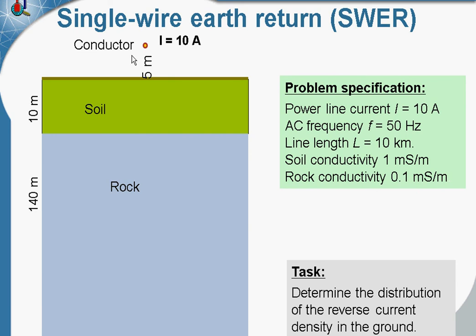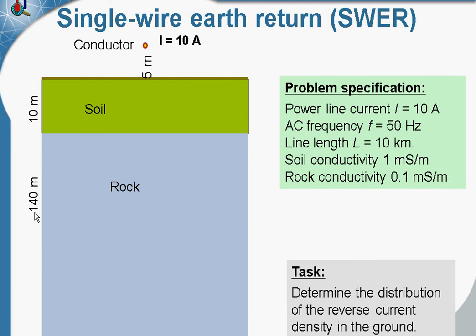The line parameters are the following. The current is 10 amperes, root mean square value. AC frequency is 50 Hz. Line length is 10 kilometers. Soil conductivity is 1 millisiemens per meter, and the rock bed conductivity is 0.1 millisiemens per meter. The conductor is made of aluminum. The soil thickness is 10 meters and the rock thickness is 140 meters.